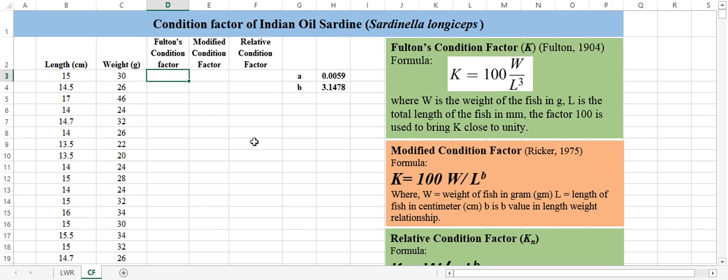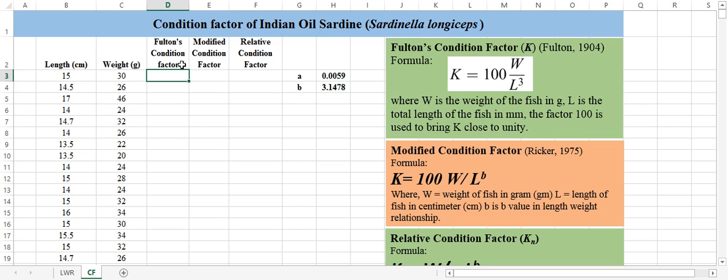So here we consider a few length weight data for Indian oil sardine. The condition factor is also a very important parameter to know the health or the condition of the fish species. The condition factor is also a proxy of the b value that comes from the length weight relationship. We have already seen the b value in the previous lecture. So it is also the same.